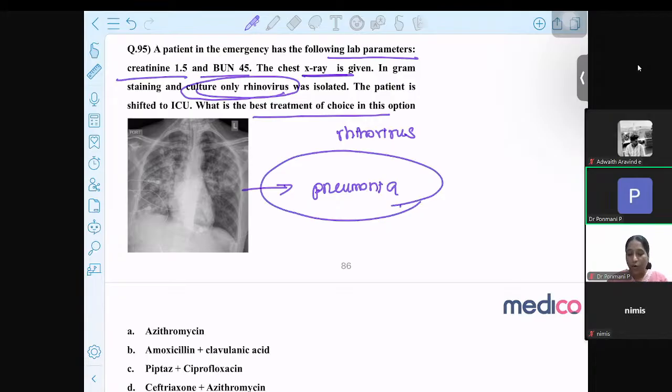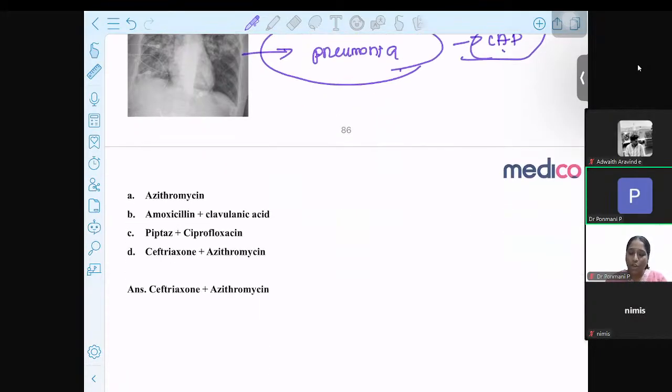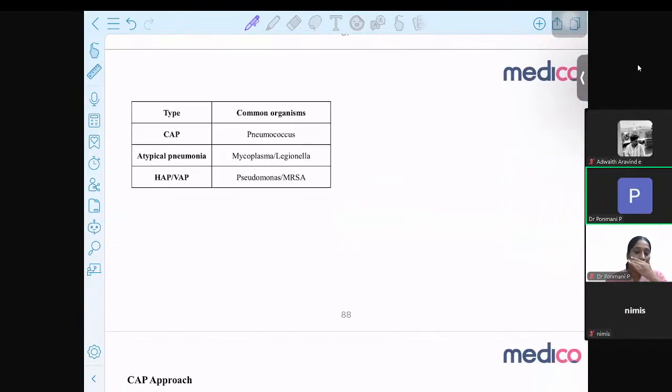Okay, so this is mostly a case of CAP. What is CAP? It is community-acquired pneumonia. So what is the most common organism associated with community-acquired pneumonia? It is pneumococcus. For atypical pneumonia, it is Mycoplasma or Legionella. And for hospital or ventilator-associated pneumonia, it is Pseudomonas or MRSA.